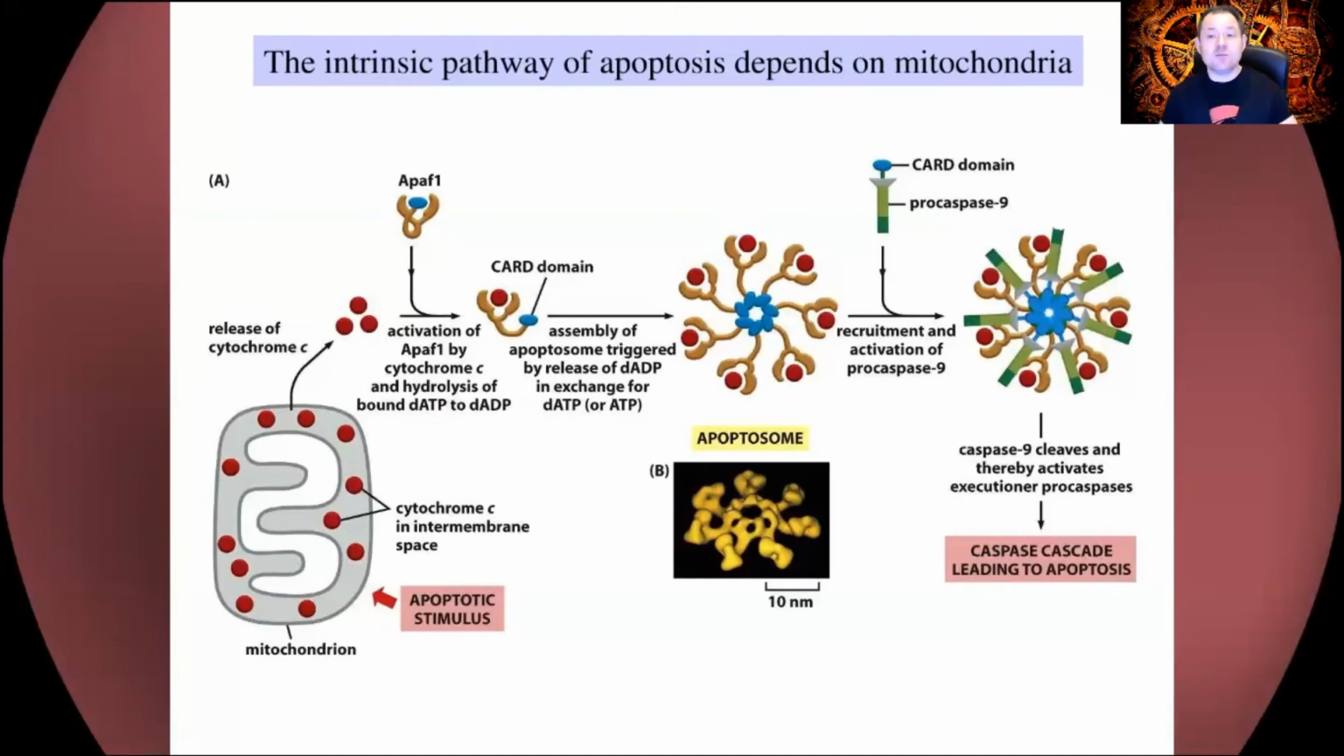Now, what we've done is we've brought lots of procaspase 9s together into close proximity. Remember what happens when we bring procaspases together? They react with each other and the pro part is chopped away. So now we have active caspase 9. Caspase 9 is an initiator caspase, so it now activates the executioner caspases and apoptosis occurs.